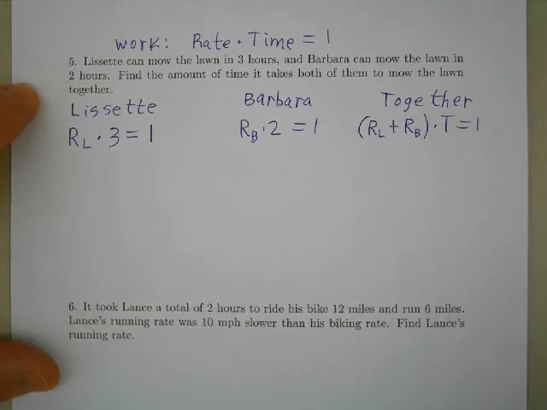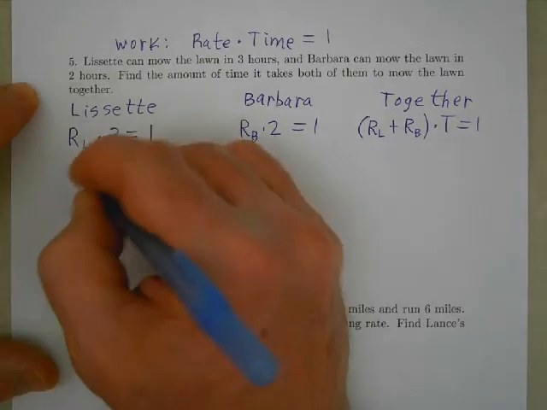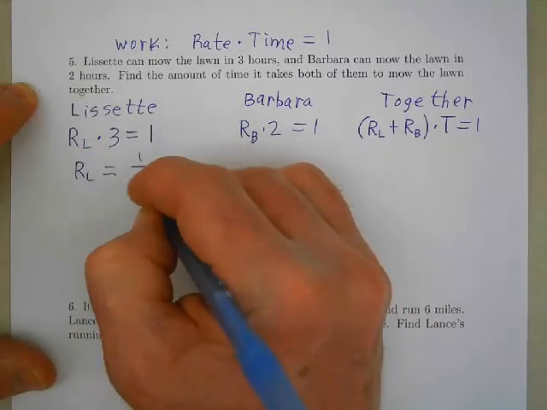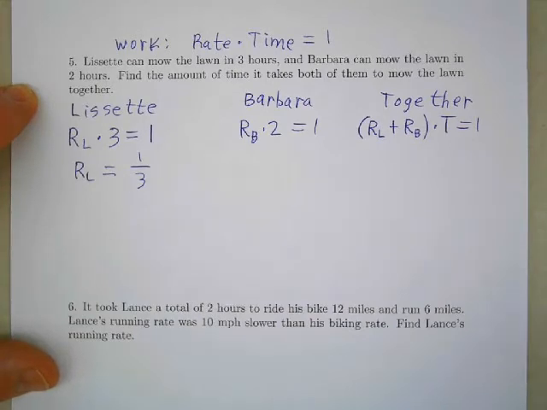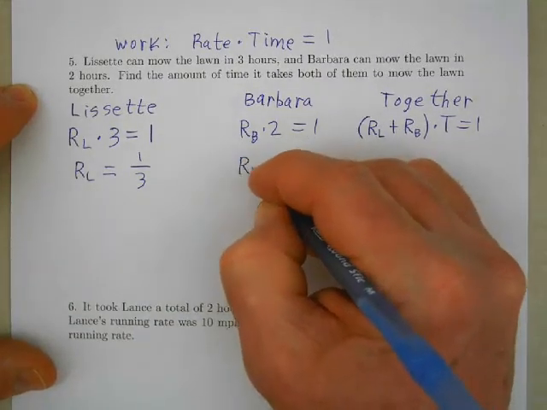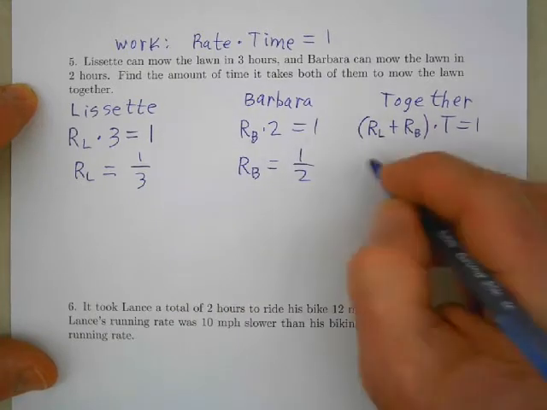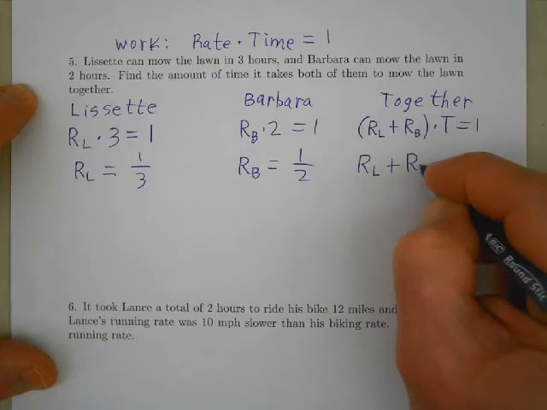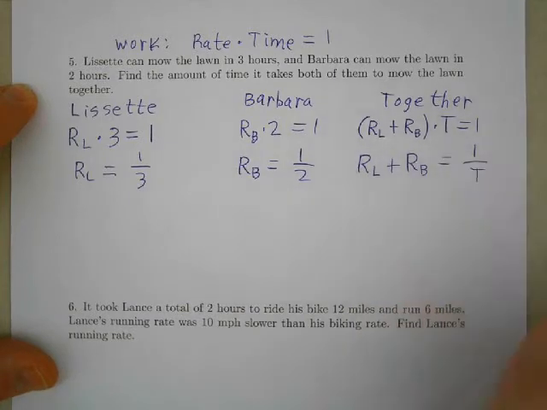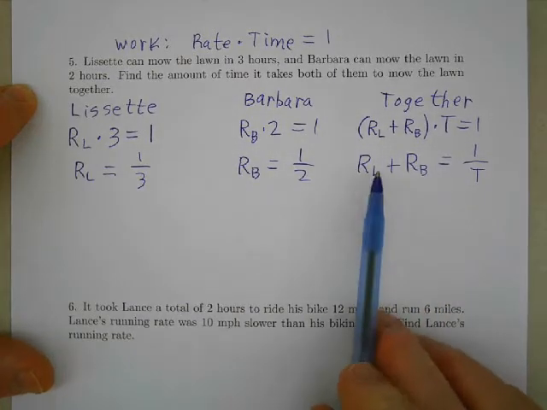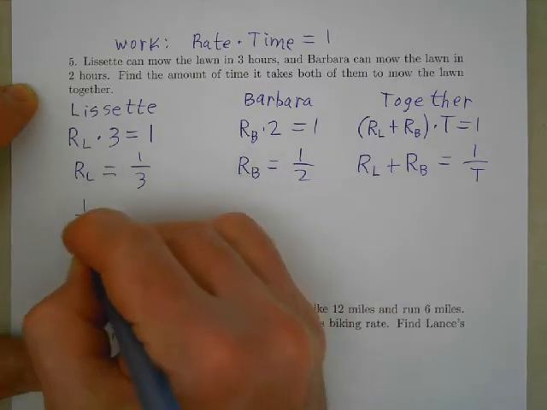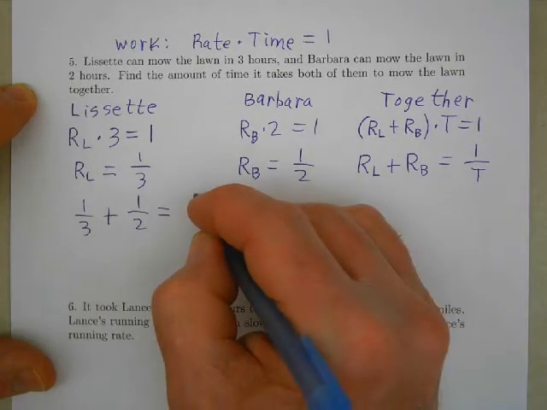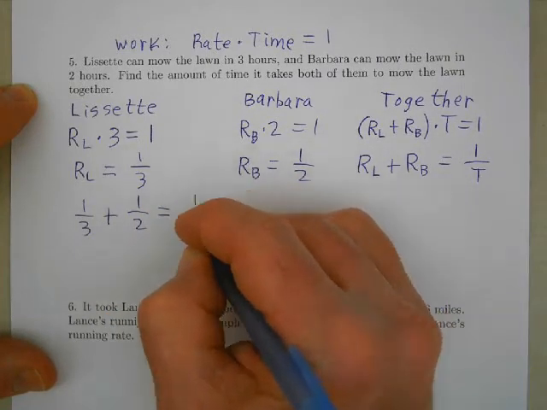work together. So just like in the earlier problems, we'll solve for the rates. Lizette's rate is 1/3, meaning that she can mow 1/3 of the lawn per hour. Barb's rate is 1/2. And the sum of the rates, Lizette's rate and Barb's rate added together, is 1/t. So in this equation, we replace r sub L with 1/3, replace r sub B with 1/2, and the addition of those is equal to 1/t.